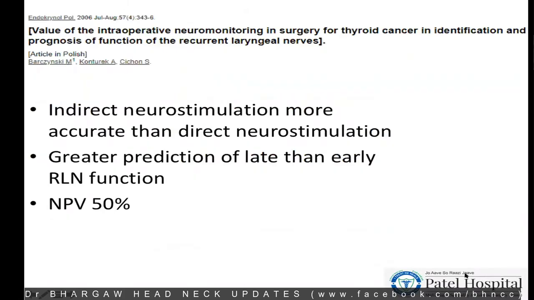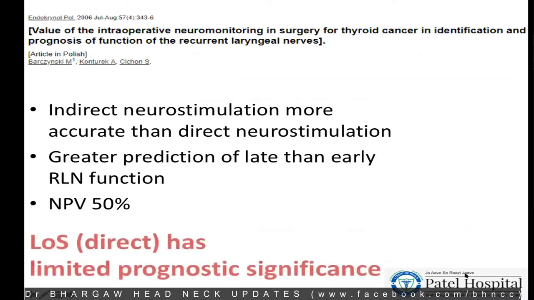We also know that indirect neurostimulation has been known to be more accurate than direct neurostimulation, and we'll talk about it a little bit. And it predicts late laryngeal function better. So all those patients who have recovery of loss of signal would probably be excluded. So if you could do some assessment in which you do indirect stimulation, not of the direct recurrent laryngeal nerve, that might be more reliable, and we'll talk about that.